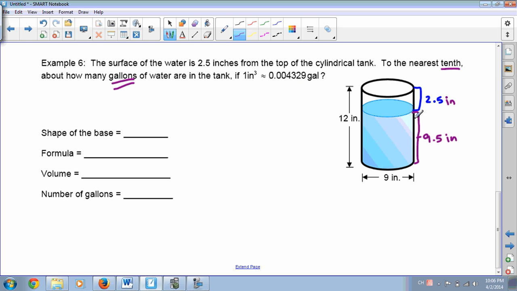So as with all cylinders, the shape of our base is a circle. And our formula remains the same. Volume is equal to big B times H. Again, since our base is a circle, to find the area of our base, we would need to do pi r squared, just like in problem number 4. So pi times radius squared. Well, our radius is half of our diameter. Well, our diameter is 9, so our radius would be 4.5.